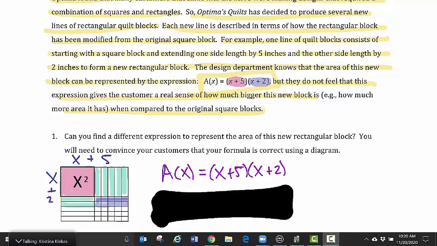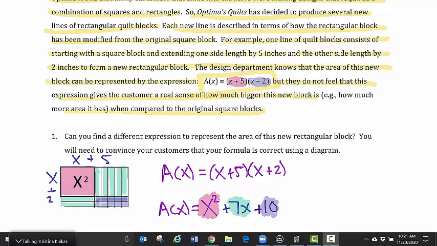Again, remember that these boxes are here just so you don't have to draw them. So really your quilt looks like this. Okay, and we want them to know how much bigger that is than just a regular x squared quilt. So how else could we look at that? And the answer is, we could say there's an x squared right here, 7 x's, and 10.